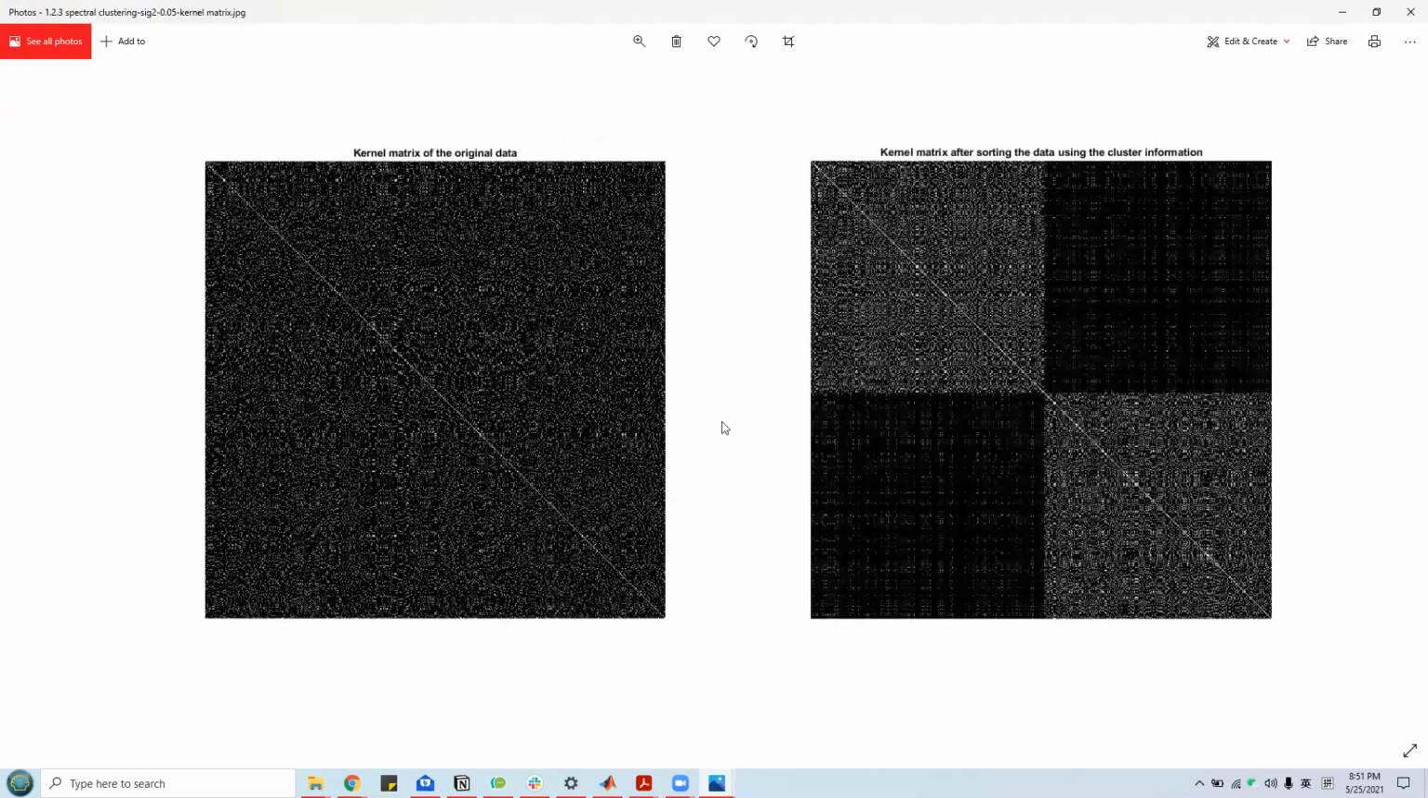So the effect of this sigma is basically adding noise to the kernel matrix in the original data, I guess.